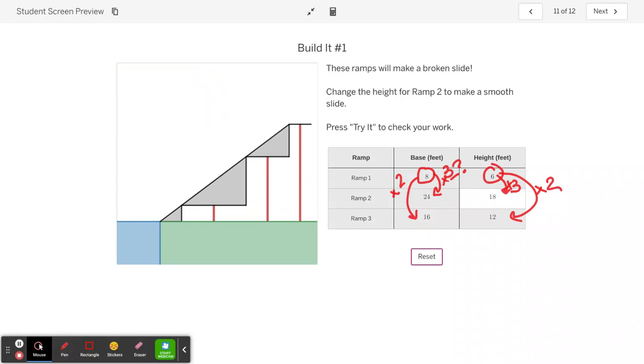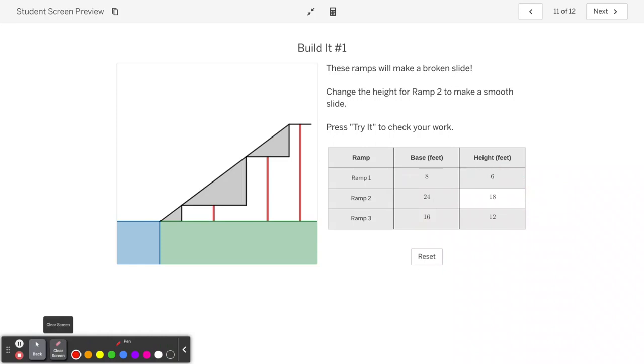Good job. Let me get my pen back. If it'll click again, clear my selection. You got one more slide to do. You're almost done.